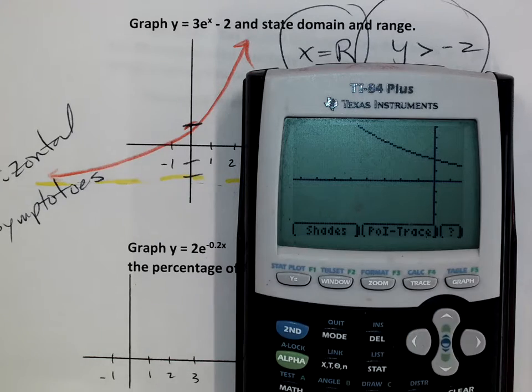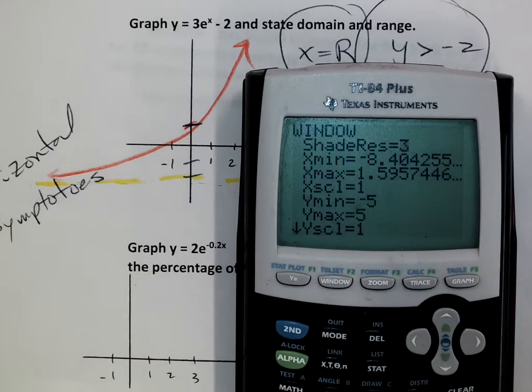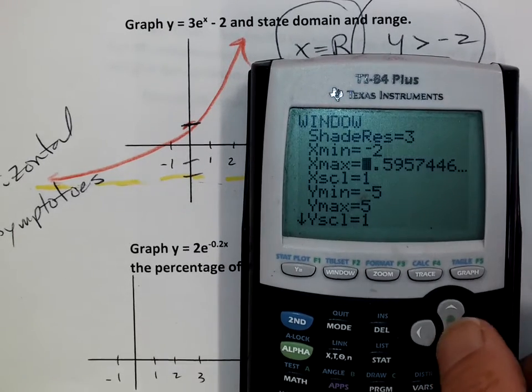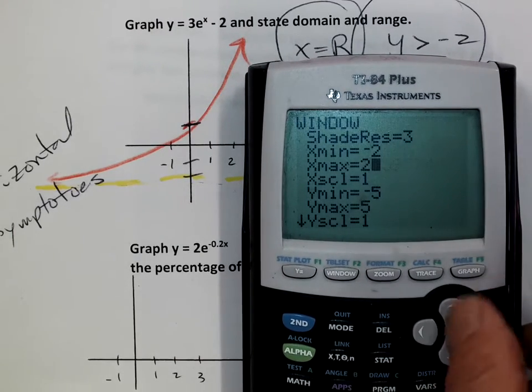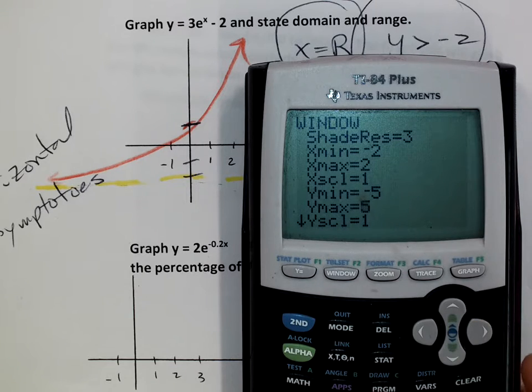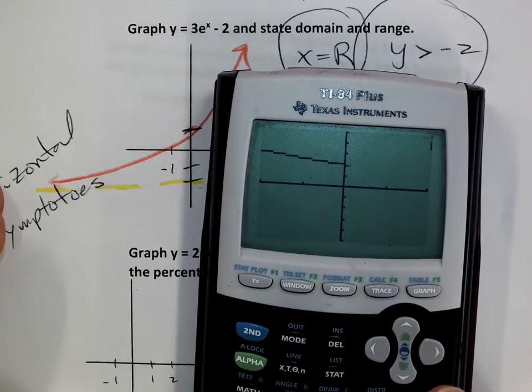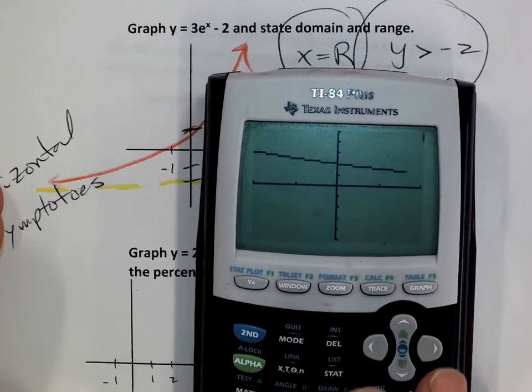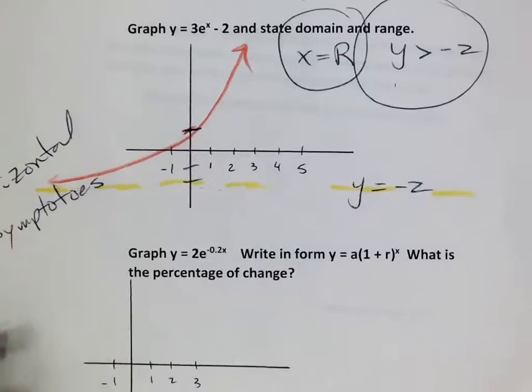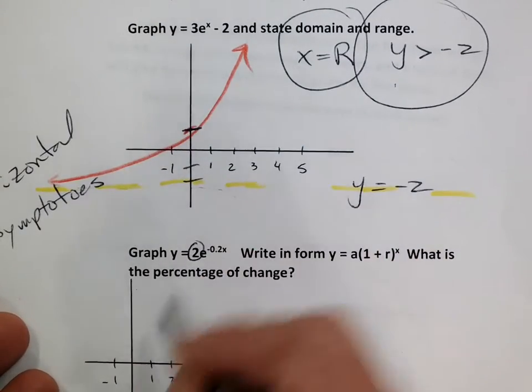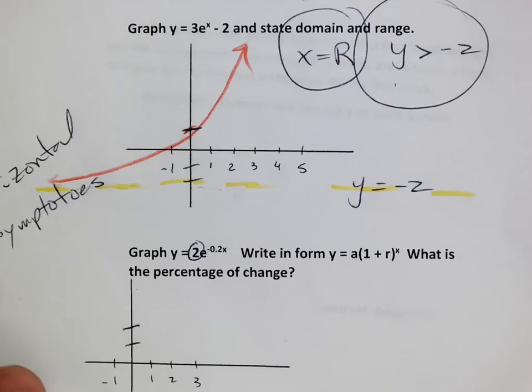So let me go back to my window. Okay, I want a better window. Let's go -2 to 2, and the y's can go all the way from -5 to maybe 5. Okay, let's graph that. There you go. Here it comes. So it goes through at 2, and that makes sense that it would go through 2 because it's kind of like a y-intercept. Okay, and it's going to look like this.